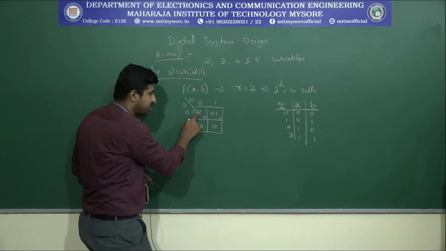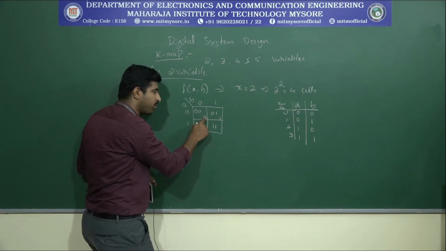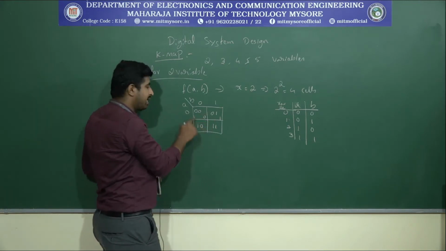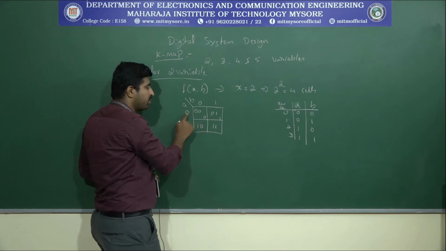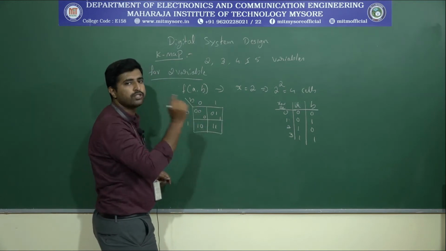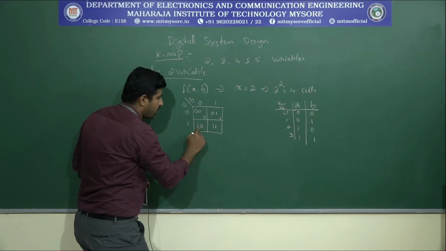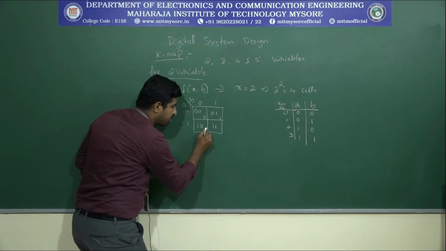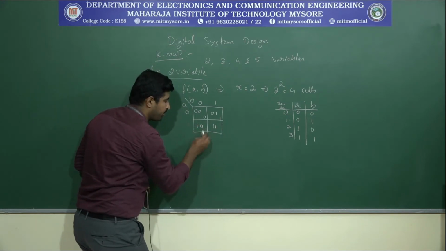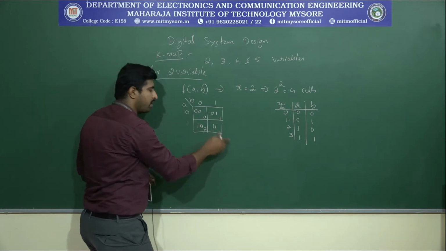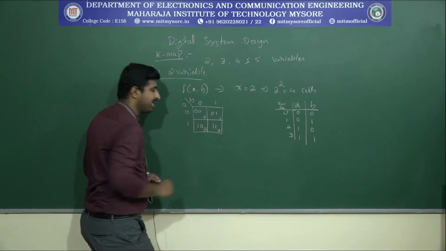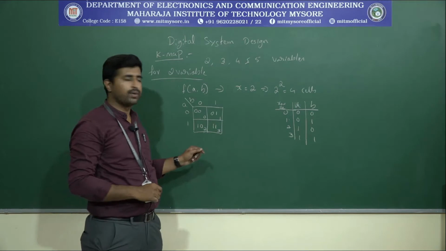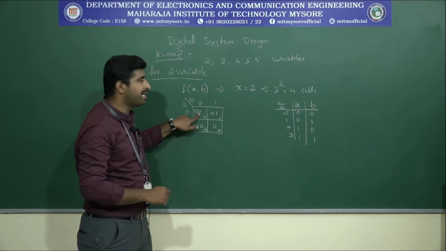Okay, don't confuse the 0 0 here with this 0. This I am going to write as a cell number, and this is the values corresponding to A and B, 0 0. Okay, next 1 0 corresponds to the cell number 2, and the 1 1 corresponds to the cell number 3. Okay, so what does this 0 0 indicate actually?